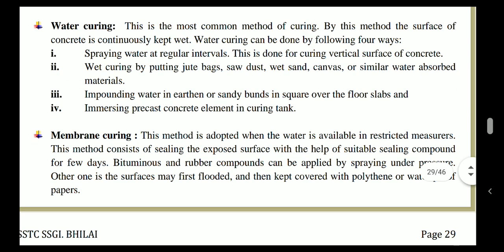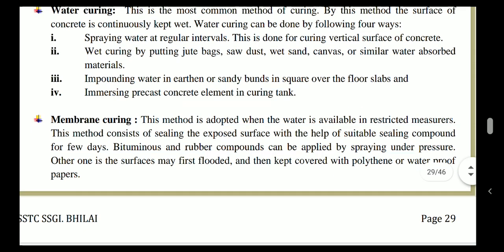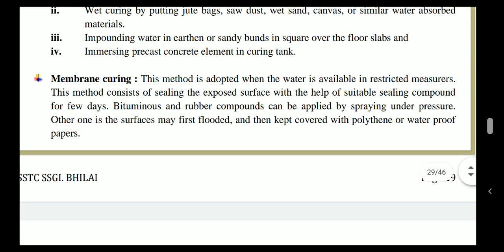Second, wet curing by putting jute bags, sawdust, wet sand, canvas, or similar water absorbing material. As you can see on the road surface, we keep jute bags by putting them wet. Third, impounding water in earthen or sandy bunds in squares over the floor slab. Sandy bunds or earthen bunds means that we make square shapes of bunds at the surface and impound or store water in them. Fourth, immersing precast concrete elements in a curing tank.